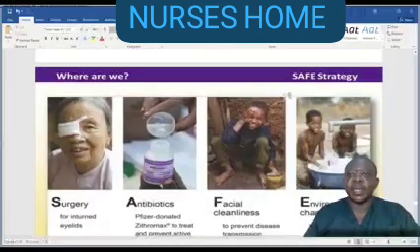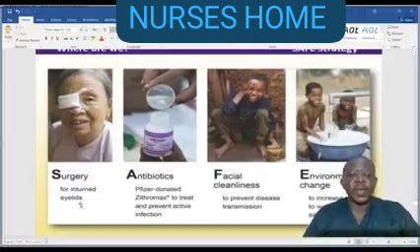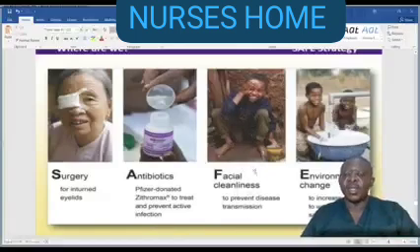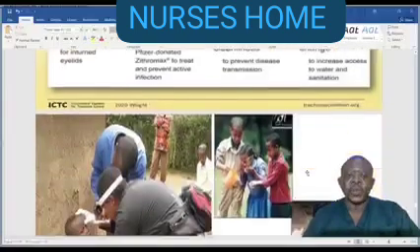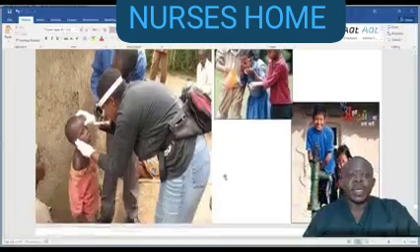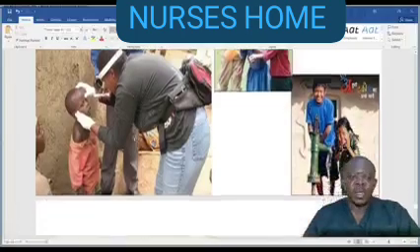So we have the SAFE strategy: surgery for trichiasis and trachomatous trichiasis, and antibiotics. Pfizer donated Zithromax to treat and prevent active infection. Then facial cleanliness, and in the video here he is washing his face to avoid attracting flies to the face. Then environmental change, that is, to increase access to clean water and sanitation. You can also engage in activities that help promote and prevent complications of trachoma in your community.